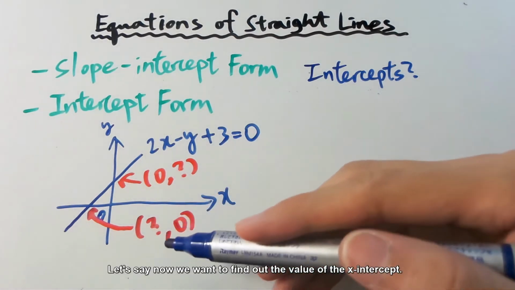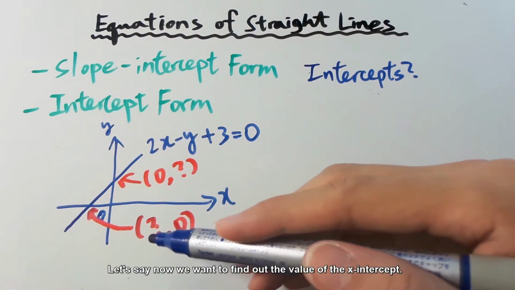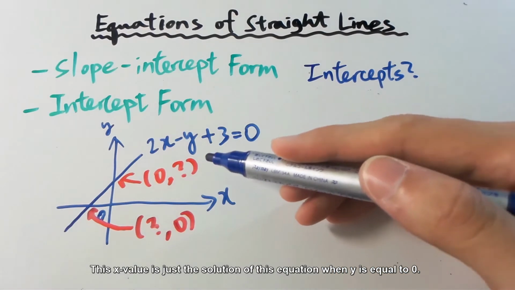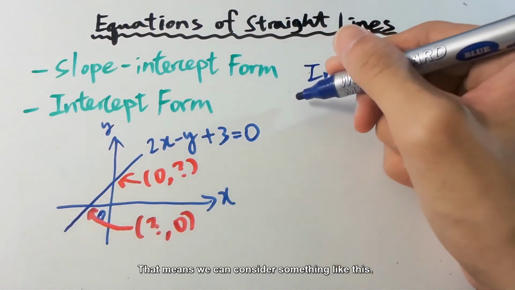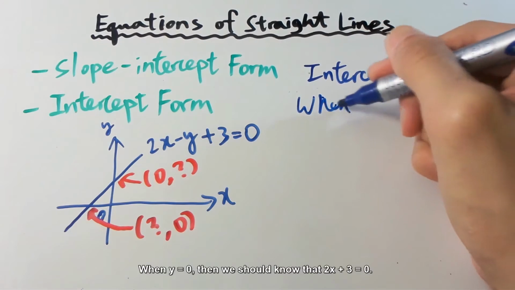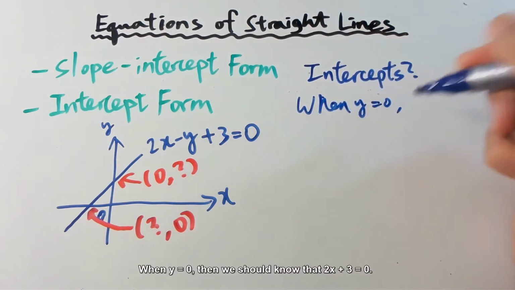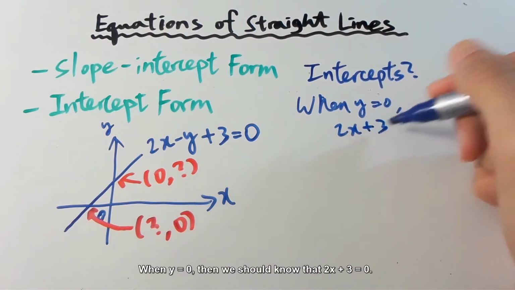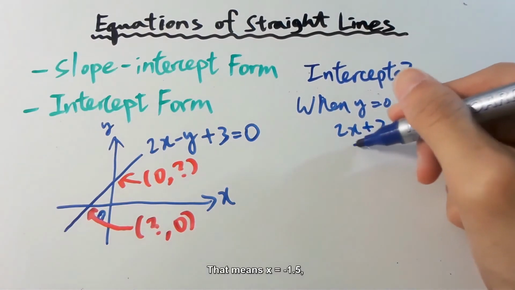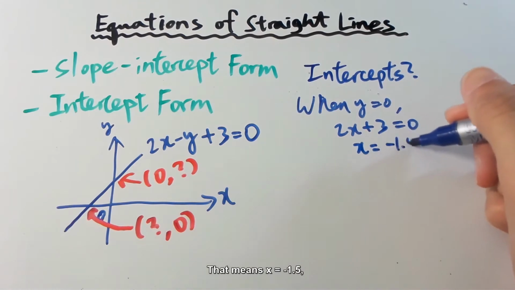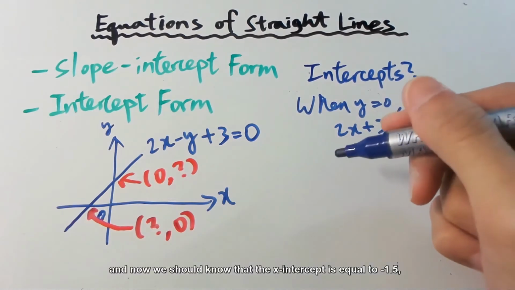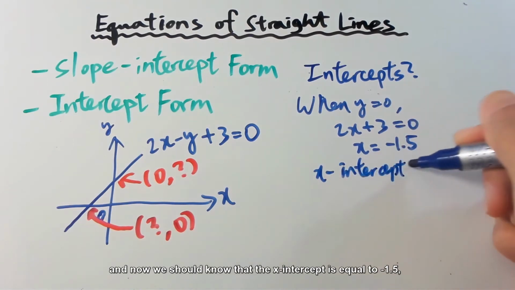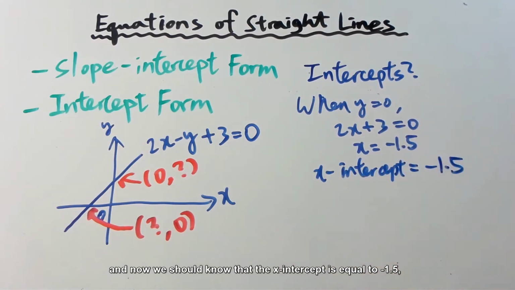Let's say now we want to find out the value of the x-intercept. This x value is just the solution of this equation when y is equal to 0. That means when y is equal to 0, 2x plus 3 is equal to 0. That means x is equal to minus 1.5. Now we know that the x-intercept is equal to minus 1.5.